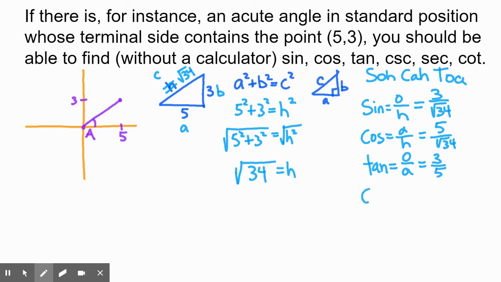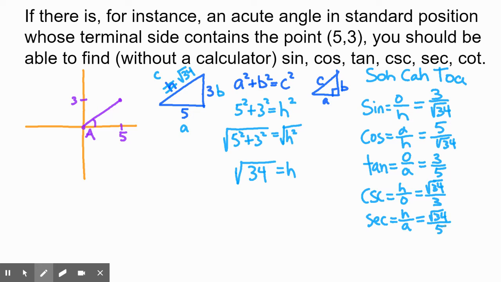The cosecant is the inverse of the sine. So that's going to be the hypotenuse over the opposite, which is the square root of 34 over 3. The secant is the inverse of the cosine. So that's going to be the hypotenuse over the adjacent. Let's see, square root of 34 over 5.